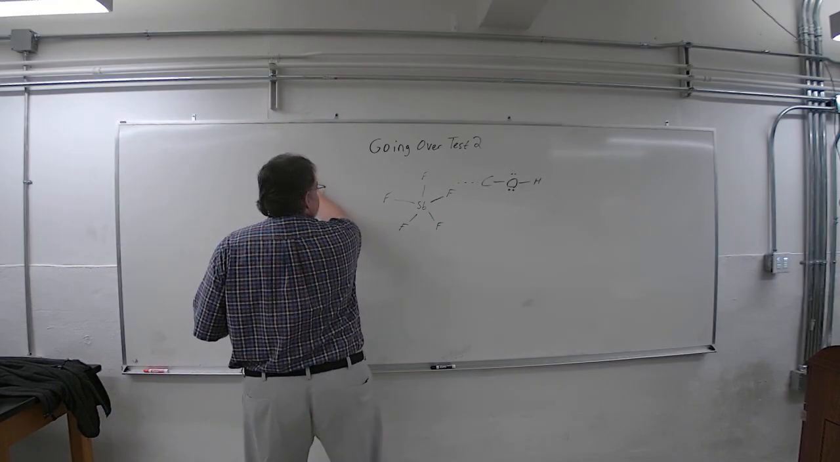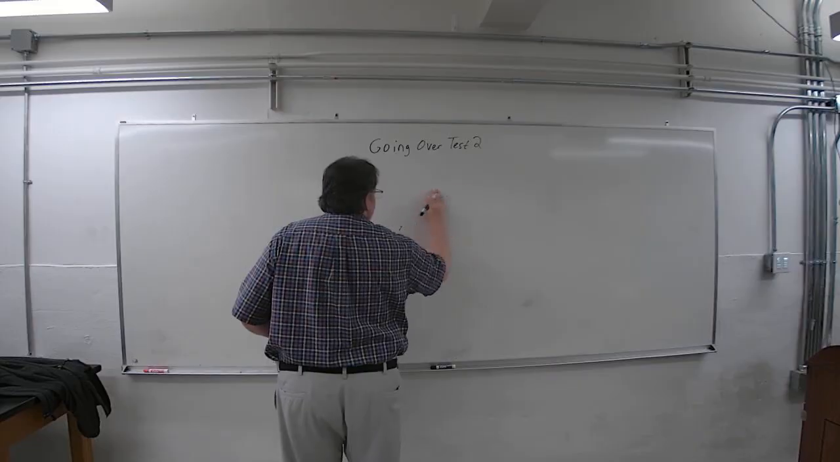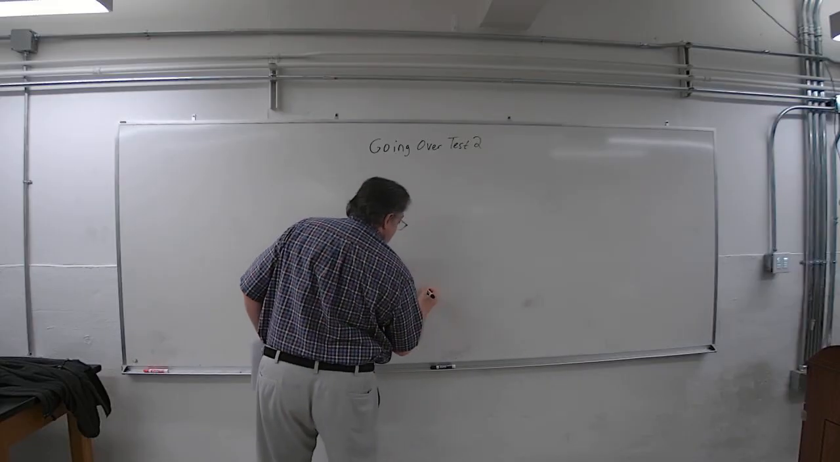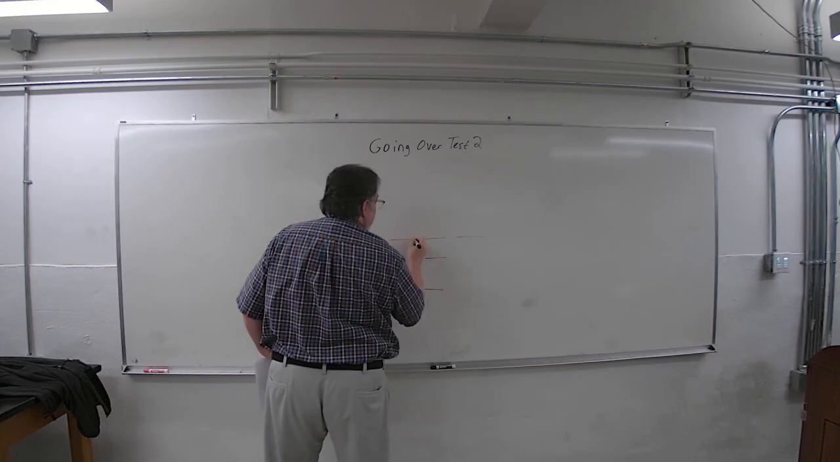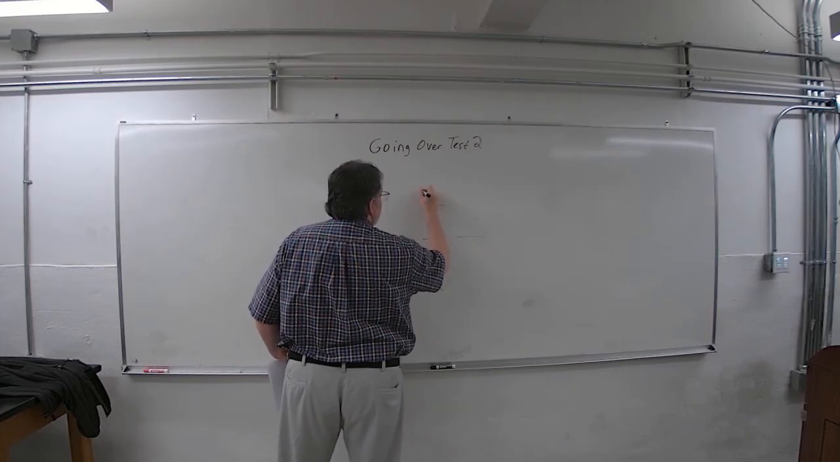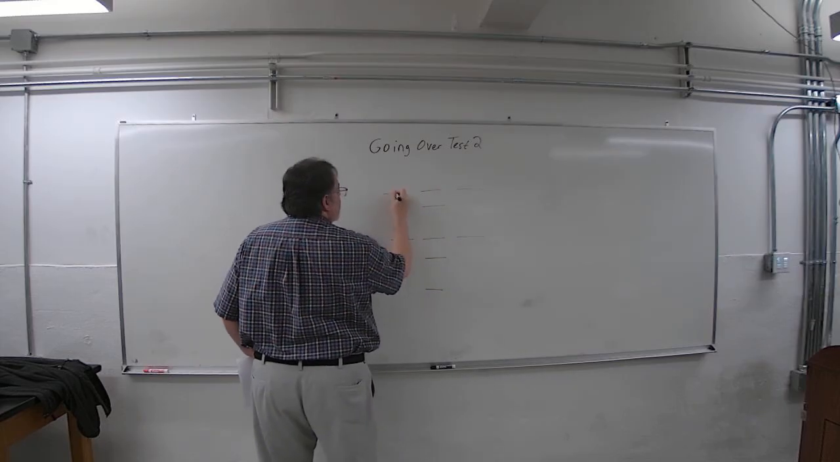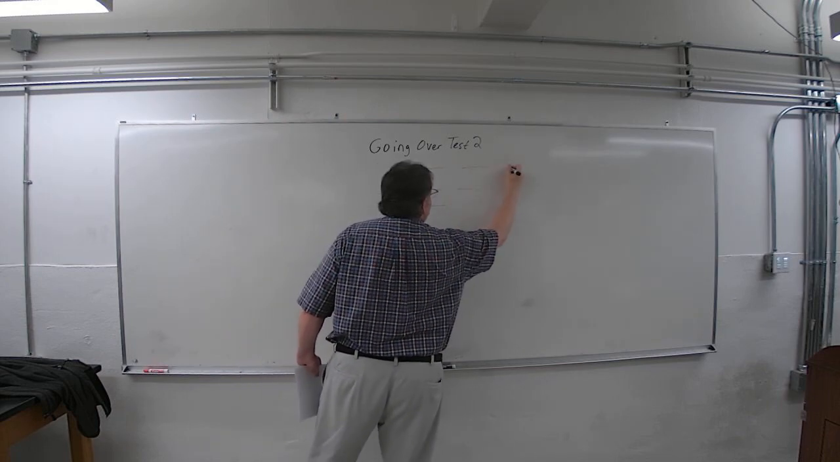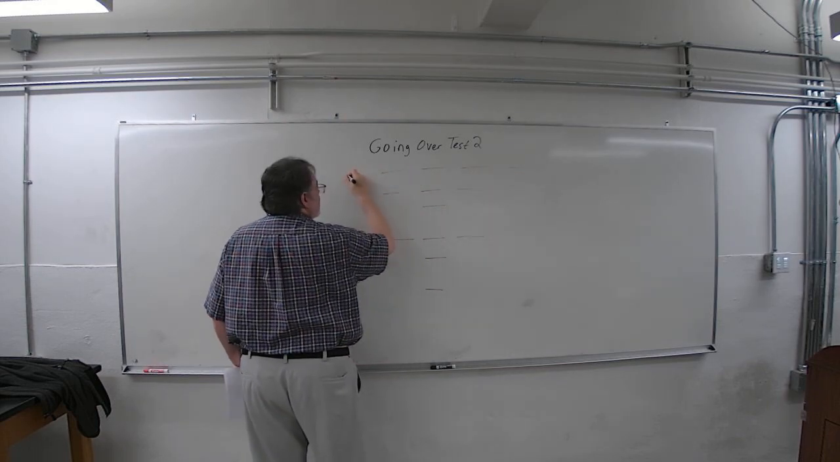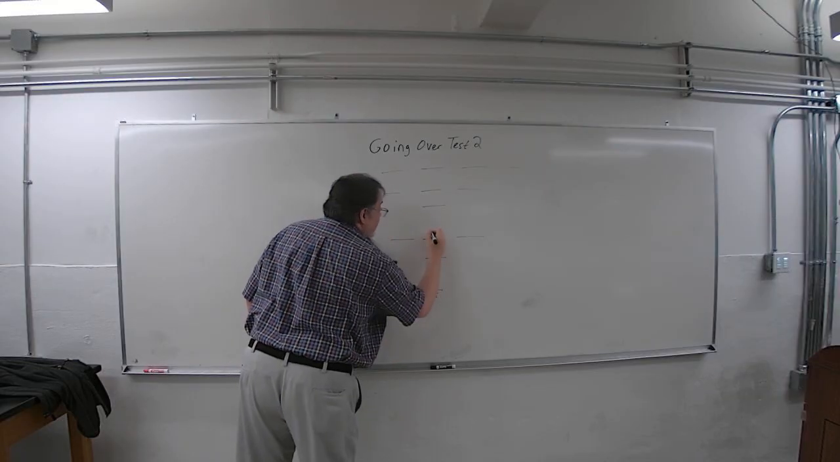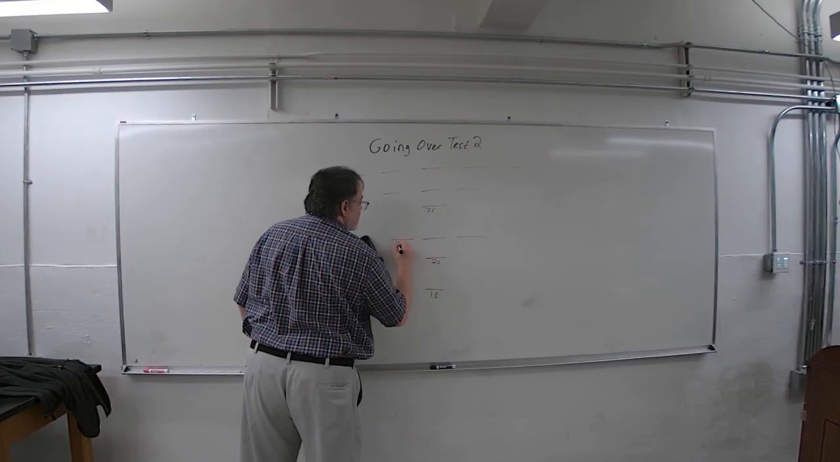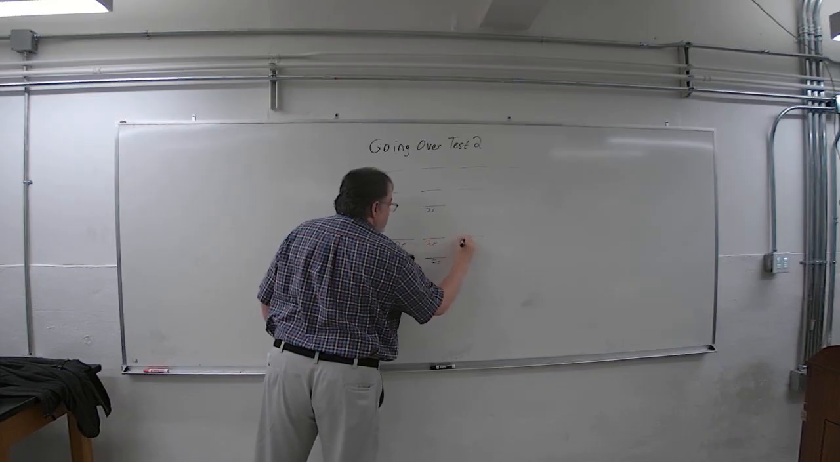Electron configurations. 1, 3, 5. This is 1s, 2s, 3s, 2p, 2p, 2p.